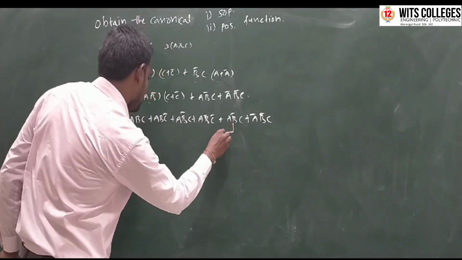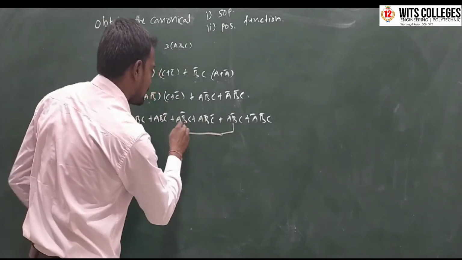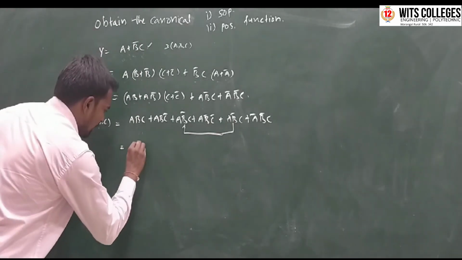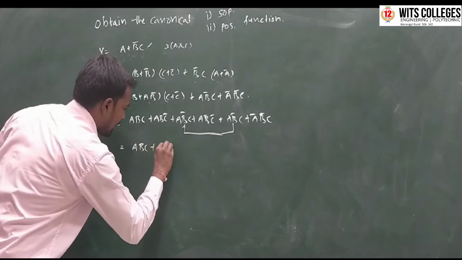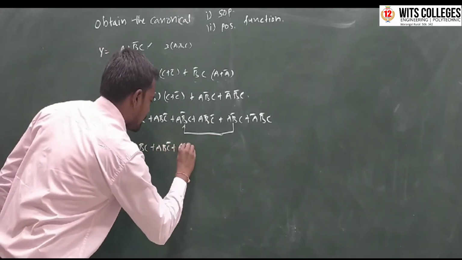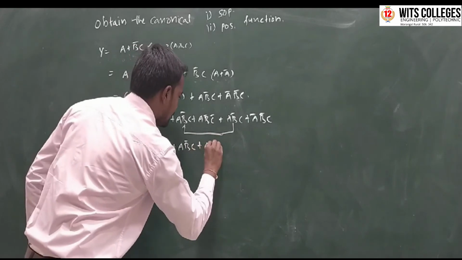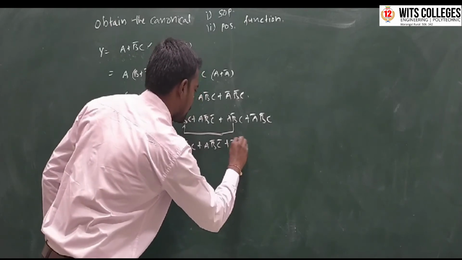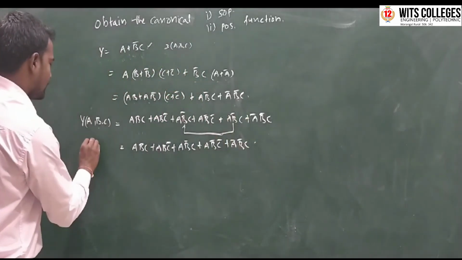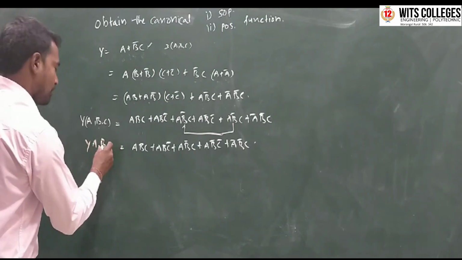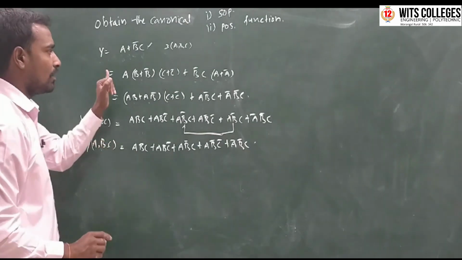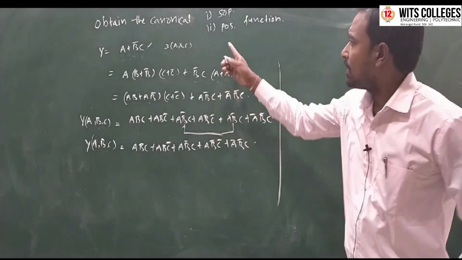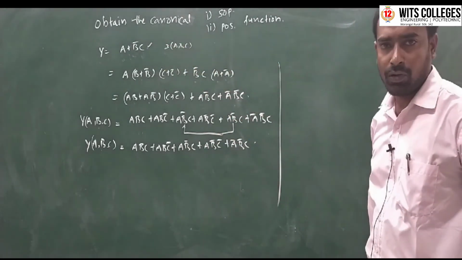Okay, so here the term a b bar c is repeated, so we can simplify this expression to a b c plus a b c bar plus a b bar c plus a b bar c bar plus a bar b bar c. So this is the simplified sum of products canonical form for the given function. And next, here this function will be converted into product of sum.